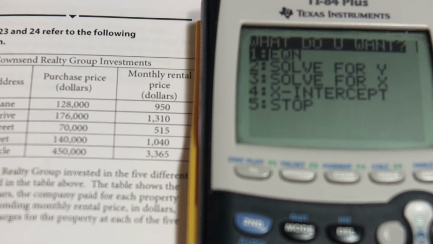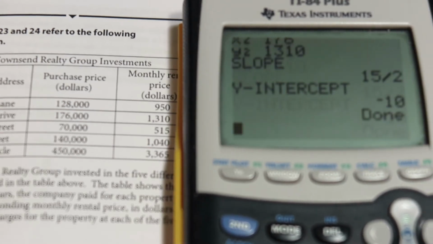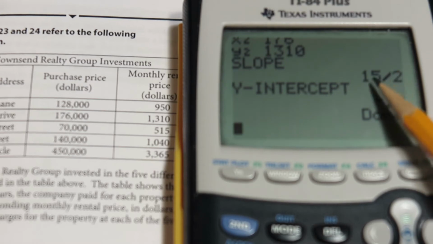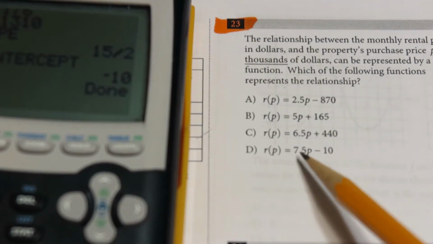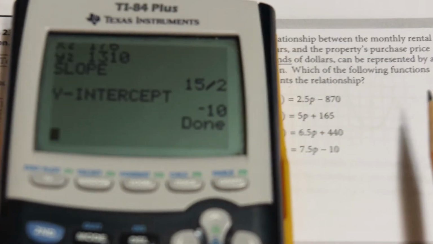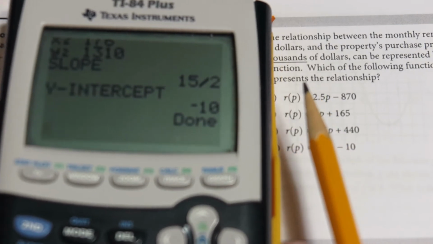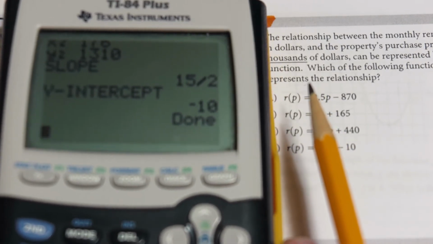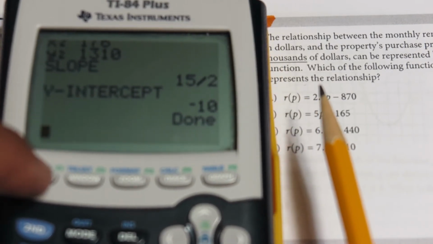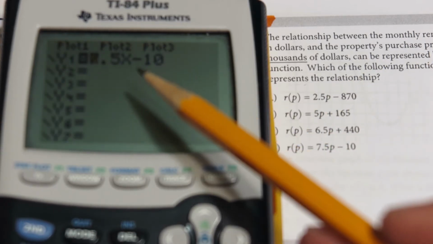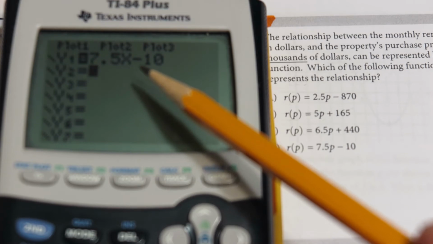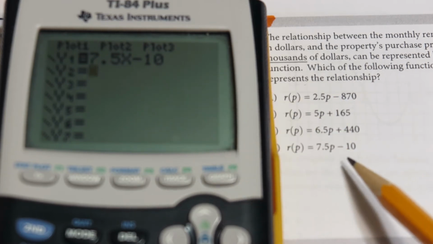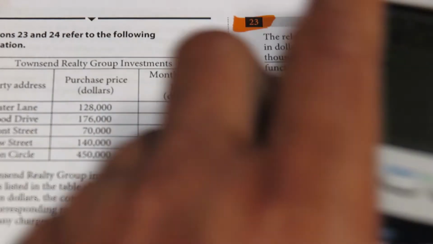And then we're going to do the same thing. We're going to find the equation. So it says the slope is going to be 15 divided by 2, which is 7.5. The y-intercept is going to be a negative 10. And if you look, you'll see that's choice D. Now, real quick, whenever the program generates the equation, finds the slope, it will always store the equation in y1. So you can see here that the equation is going to be 7.5x minus 10, which matches here. Okay, let's go on.